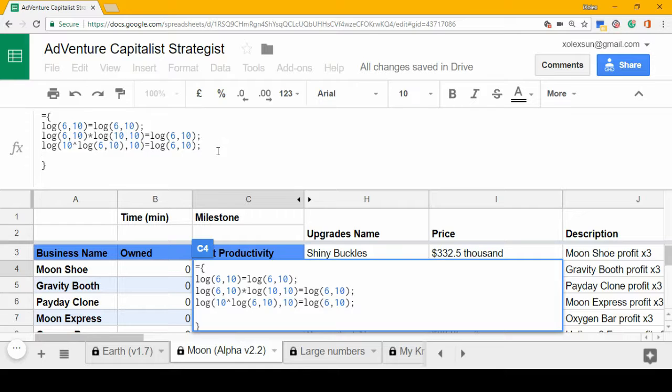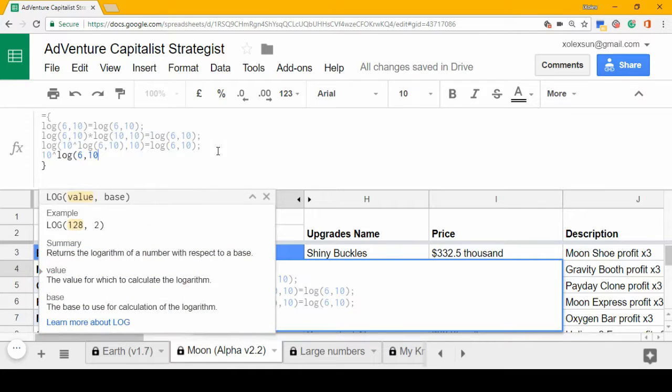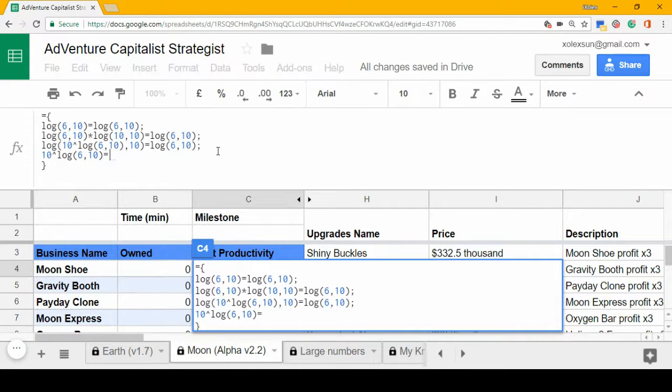So now we have these equations. I'm going to remove the log from both sides. So I'm left with 10 to the power of log 6 base 10 is equal to 6. So there we go. We somehow find our way to the answer that we're looking for. Now with the value log 6, I can get back the value 6.